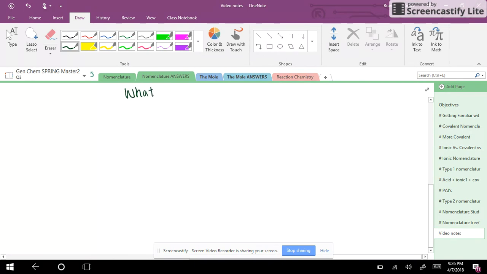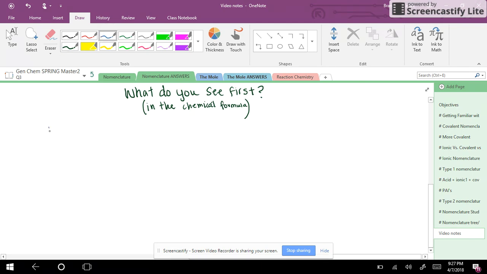First question is, what do you see first? So you're going to say, okay, self, what do I see first? We're looking at what you see first in the chemical formula. I guess we'll have a different set of questions whether we're looking at the formula or the name. But if I'm looking at the formula, what do I see first?